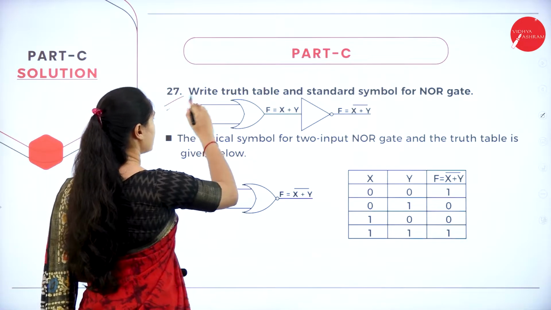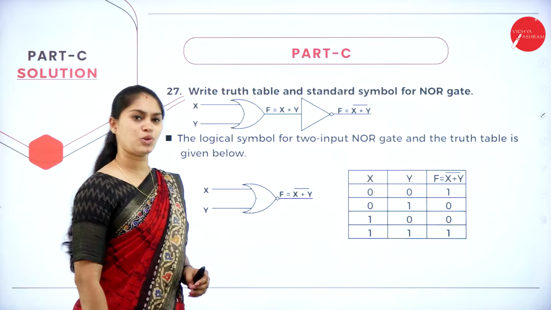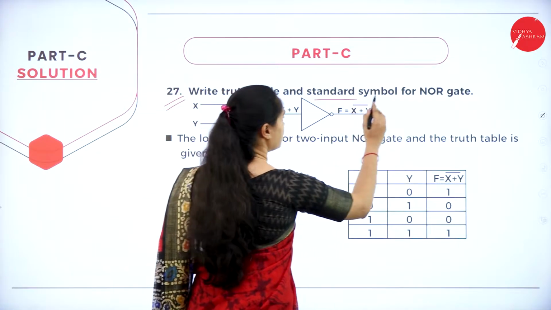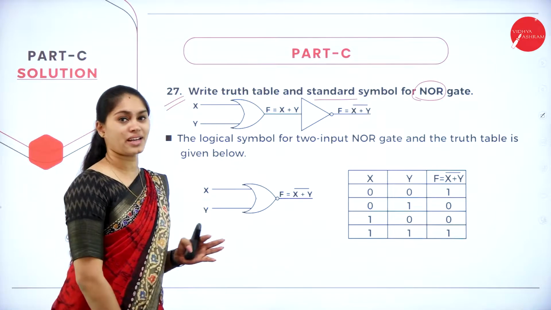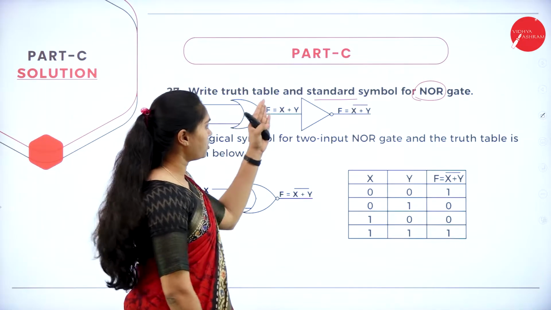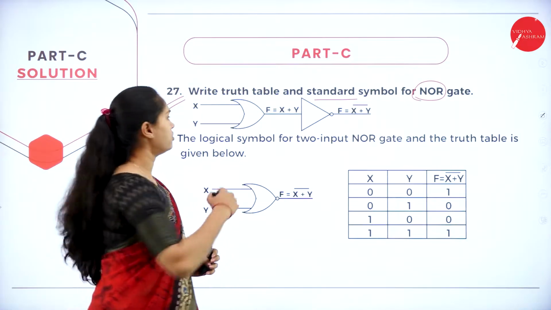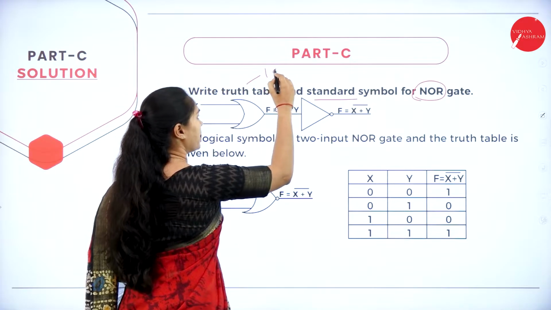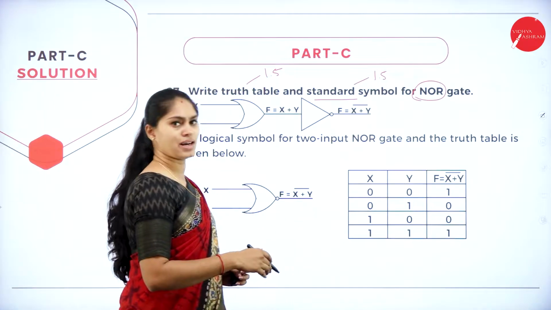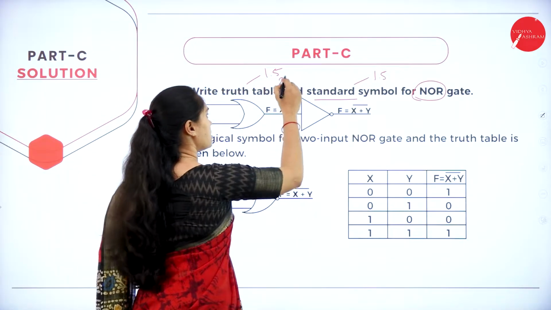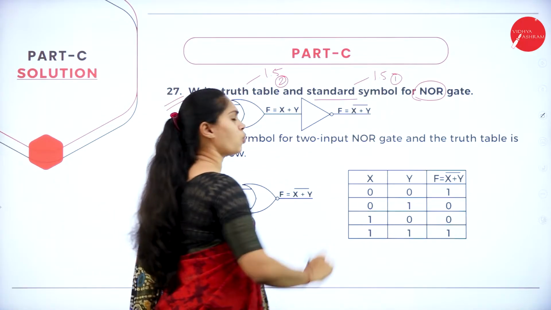Question number 27. Write the truth table and standard symbol for NOR gate. What is this? NOR gate. We have to write a truth table and a standard symbol. For the truth table, you are going to get 1.5 marks, and for the standard symbol, 1.5 marks. Or else it can be distributed as 2 marks and 1 mark.